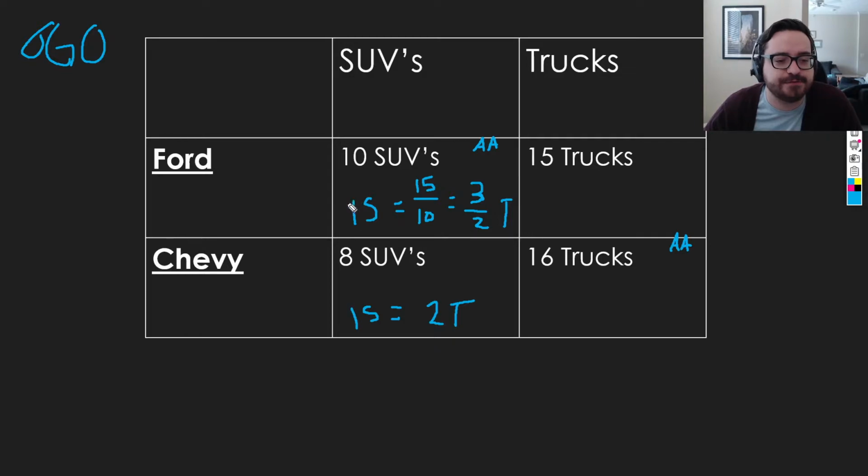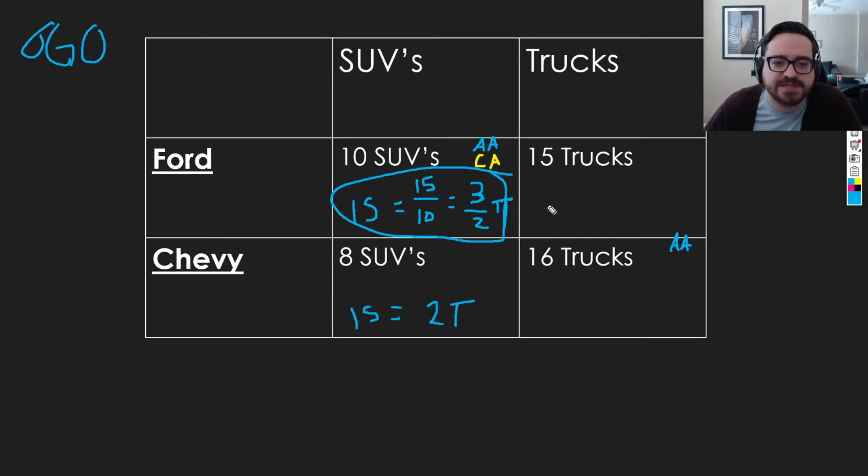The opportunity cost for Ford of 1 SUV is 3/2 of a truck. The opportunity cost for Chevy of 1 SUV is 2 trucks. Lower opportunity cost belongs to Ford. That should be a D. So Ford has the comparative advantage.